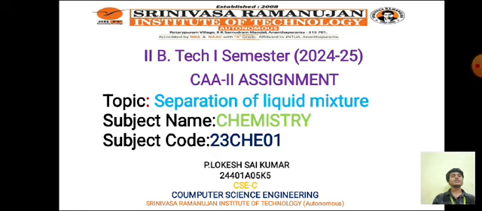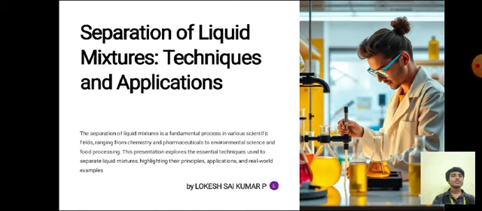Today I am explaining about separation of liquid mixtures, techniques and applications. The separation of liquid mixture is a fundamental process in various scientific fields, ranging from chemistry and pharmaceuticals to environmental science and food processing. This presentation explores the essential techniques used to separate liquid mixtures, highlighting their principles, applications, and real-world examples.